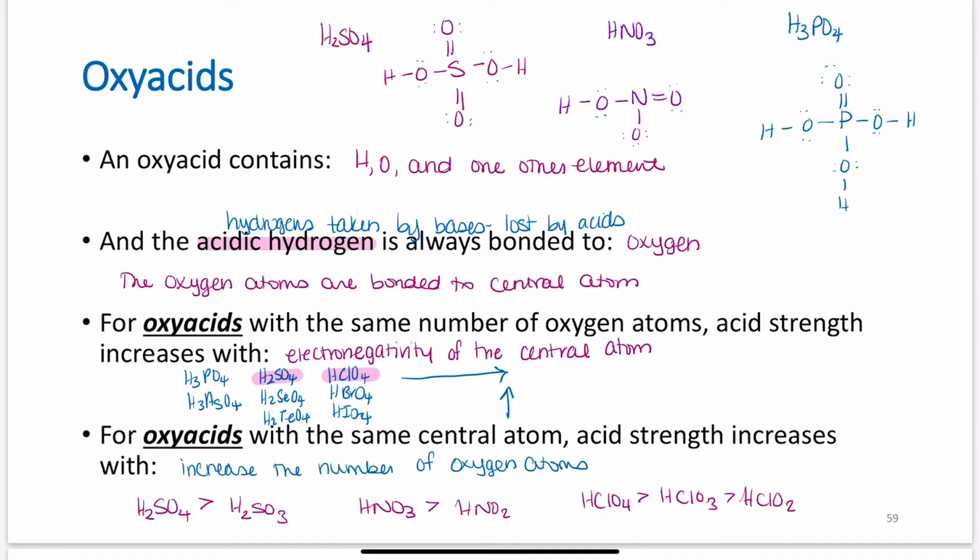Why? As I add more oxygens, I have more resonance structures available, which is stabilizing the conjugate base. The more stable that conjugate base, the stronger the acid.